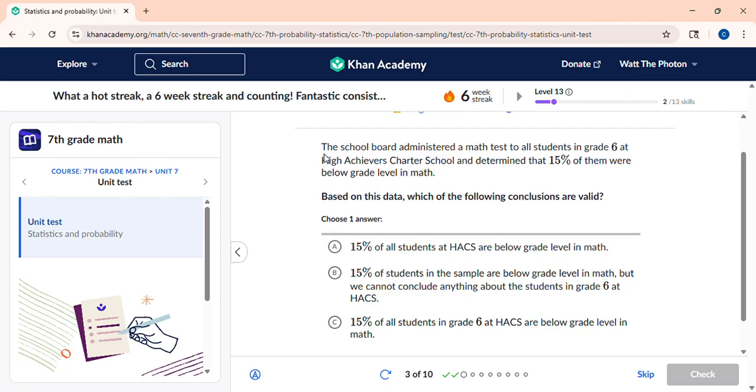The high achievers... Oh, it's a school, High Achievers Charter School. They determined that 50% of them are below grade level. Which of these conclusions is valid? So they have a test to all students.